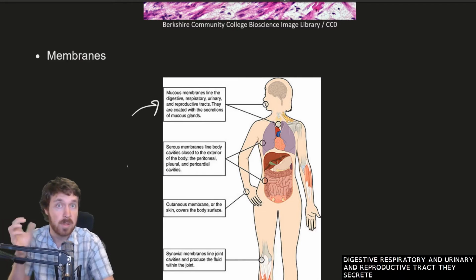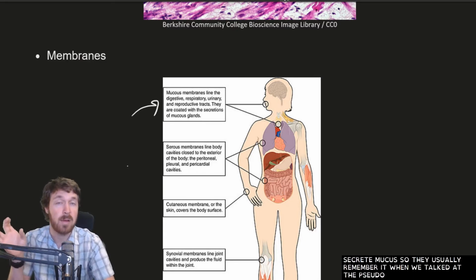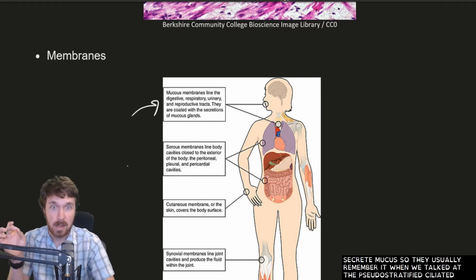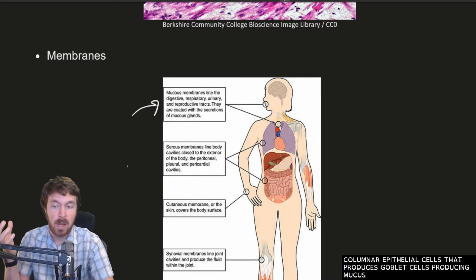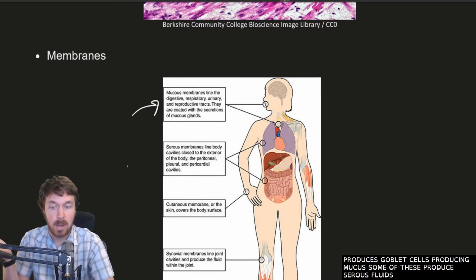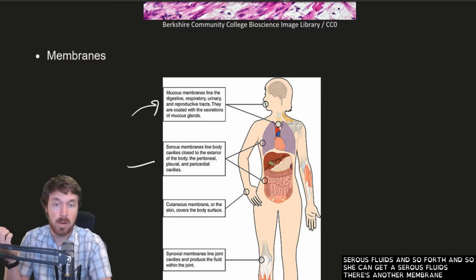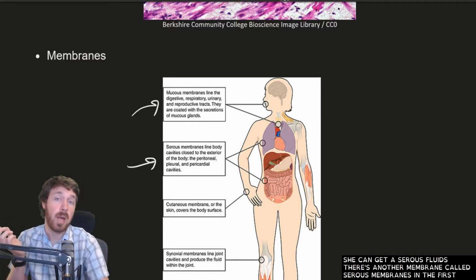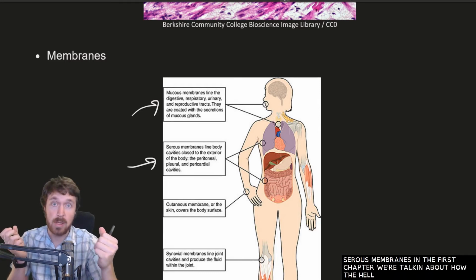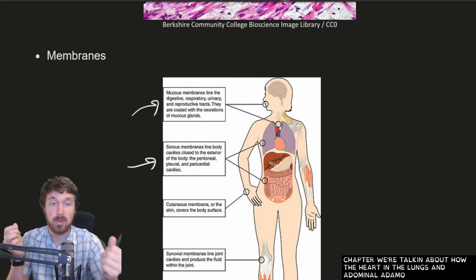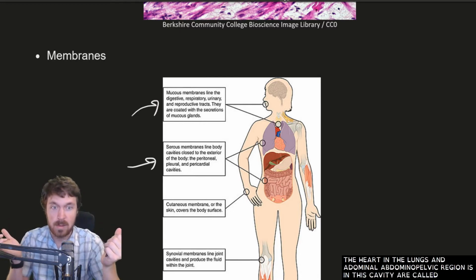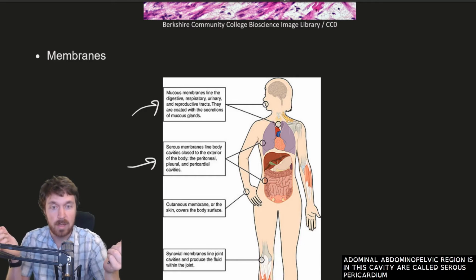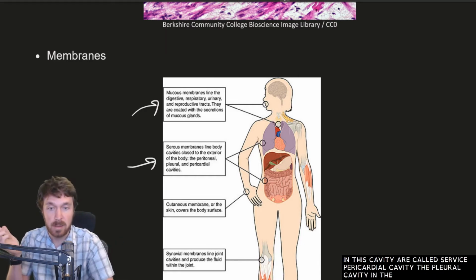They secrete mucus, so remember when we talked about the pseudostratified, ciliated columnar epithelial cells? They produce those goblet cells producing mucus. Some of these produce serous fluids and so forth. And so speaking of the serous fluids, there's another membrane called serous membranes. In the first chapter, we were talking about how the heart and the lungs and the abdominopelvic region is in this cavity. They're called serous, pericardial cavity, the pleural cavity, and the peritoneal cavity.